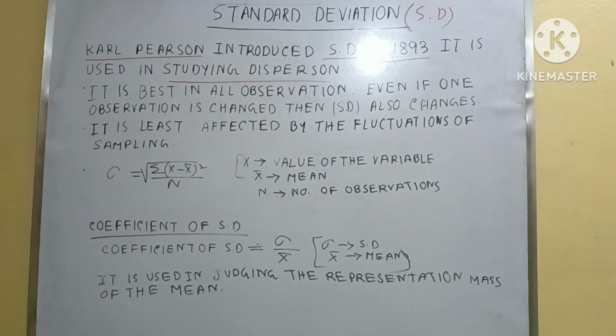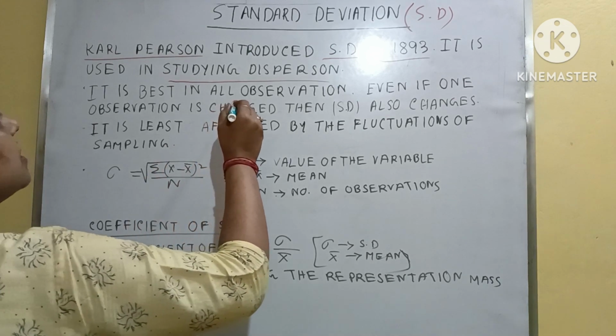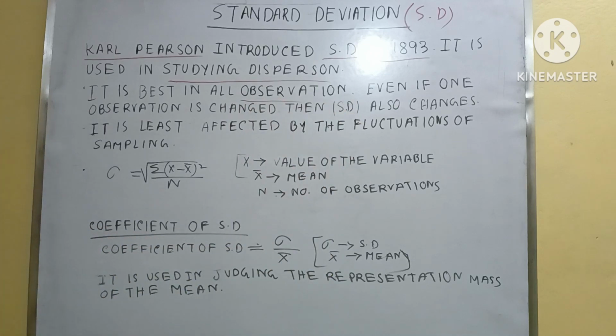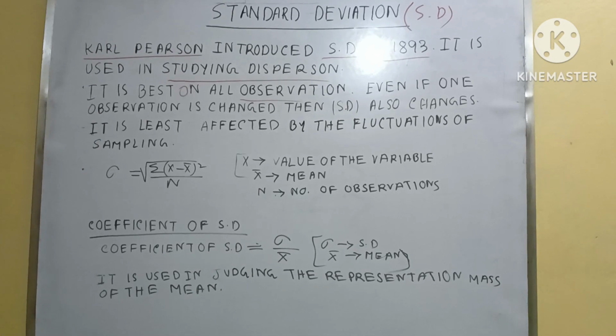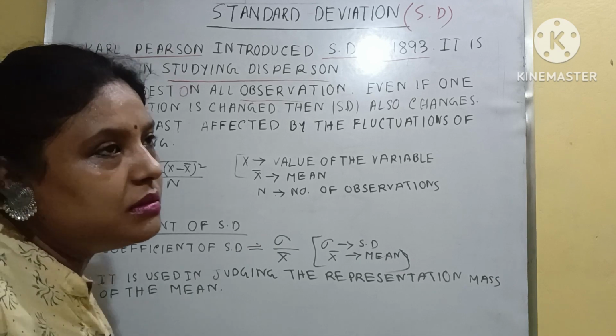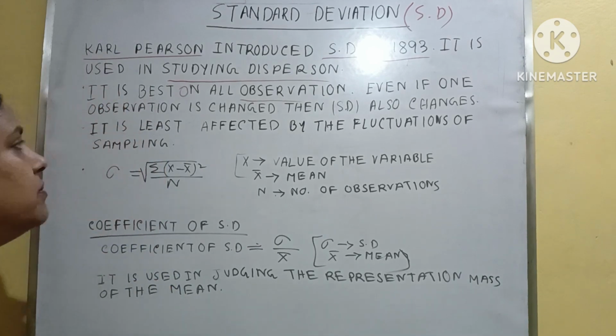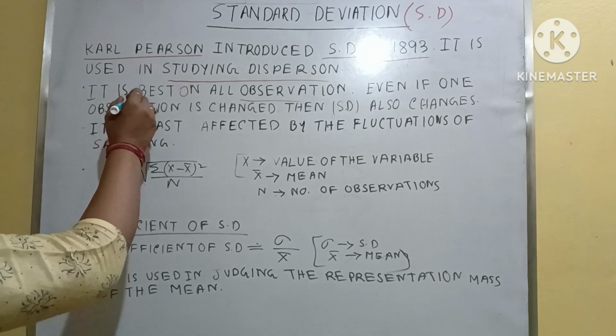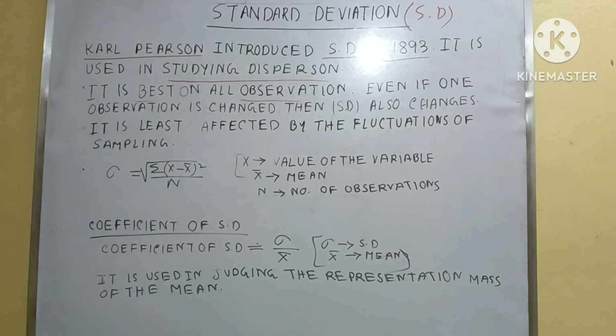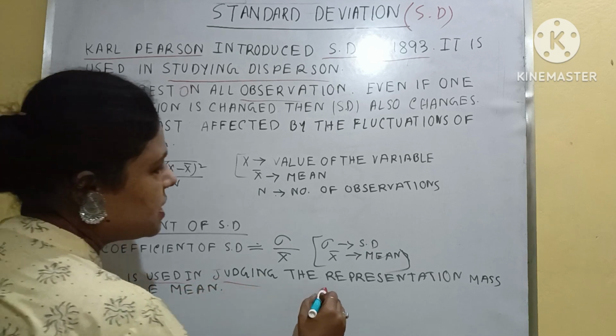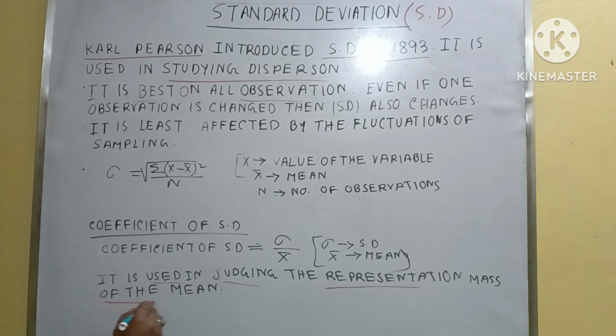Studying the dispersion, and it is based on all observations. Even if one observation is changed, then SD also changes. This SD is the best among the measures, that means compared with mean, mode, median and another term. So this is very important. Why is it important? Because it is used in judging the representativeness of the mean.